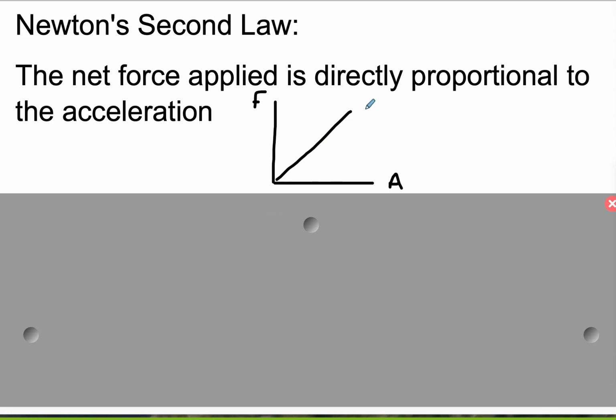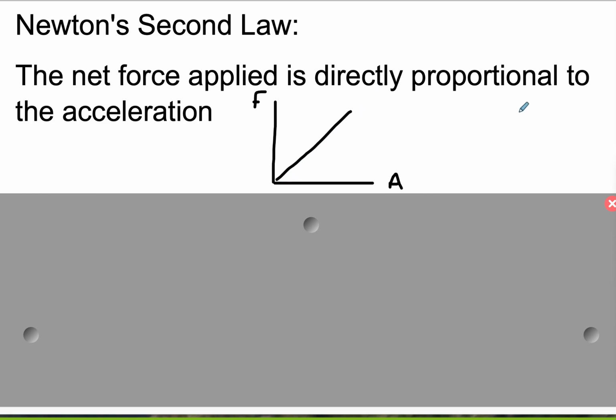So if I could draw a straight line, it would look like this. So when we look at this, if the force is small, the acceleration is small. If the force is big, the acceleration is big. So anytime you see on one of those standardized tests a graph that looks like this, that means it's directly proportional. All right.